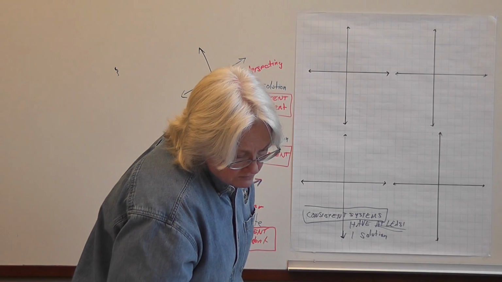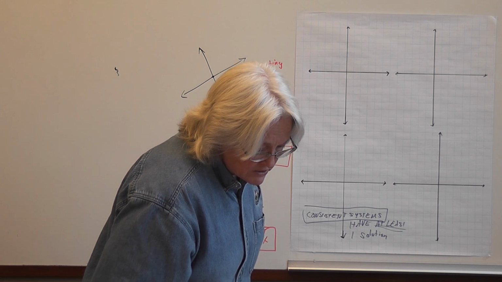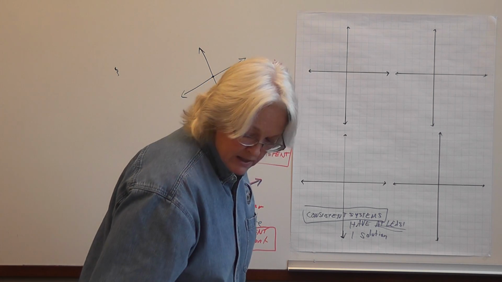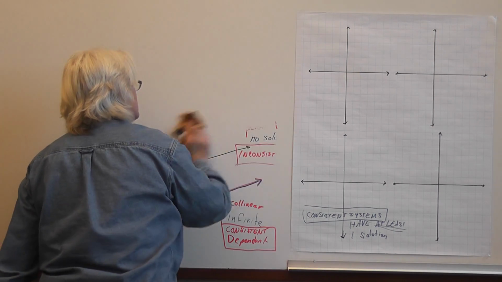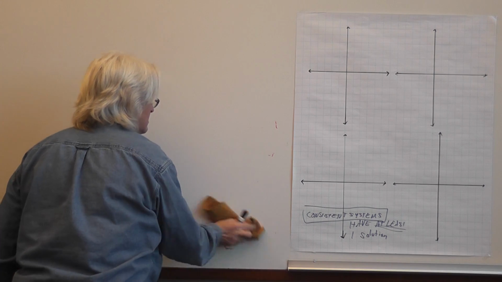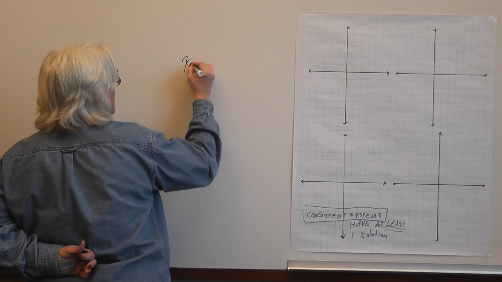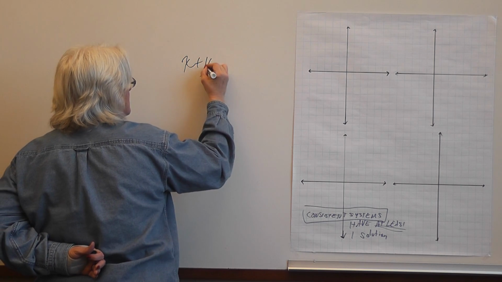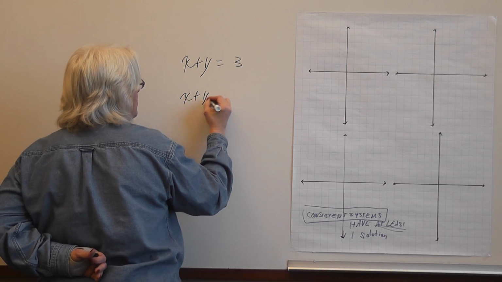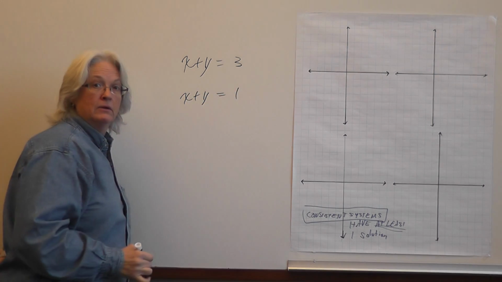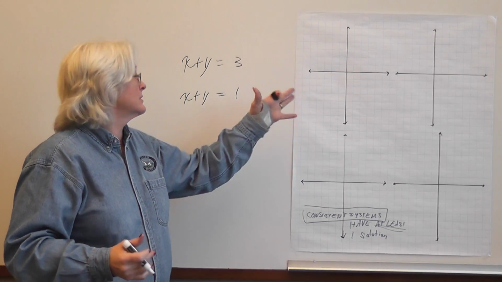Okay, so now let's go ahead and look at a few graphs. I'm going to go ahead and solve this system of equations. x plus y is 3, x plus y is 7. I'm going to change this second one to x plus y is 1. The picture is going to be the same. It's just going to make it easier for me to graph.